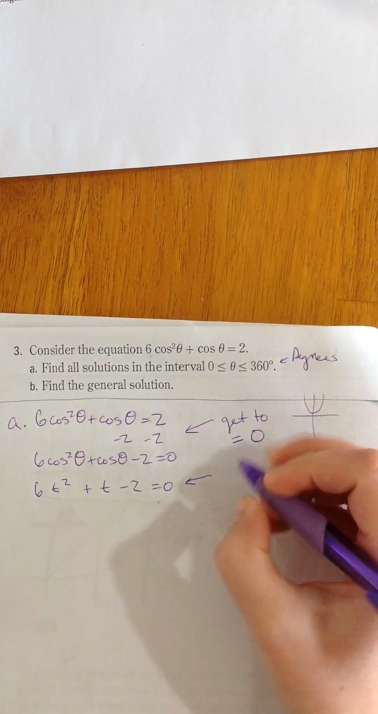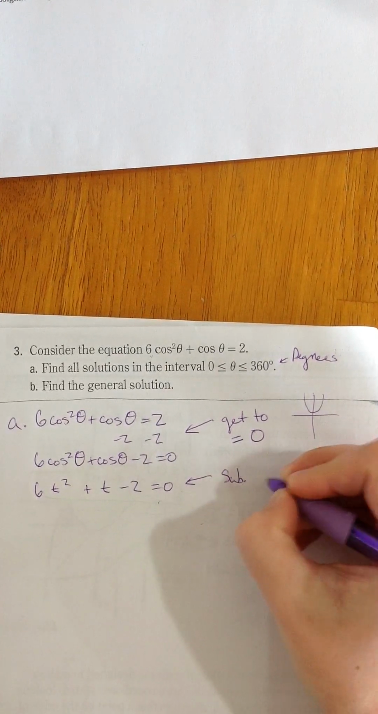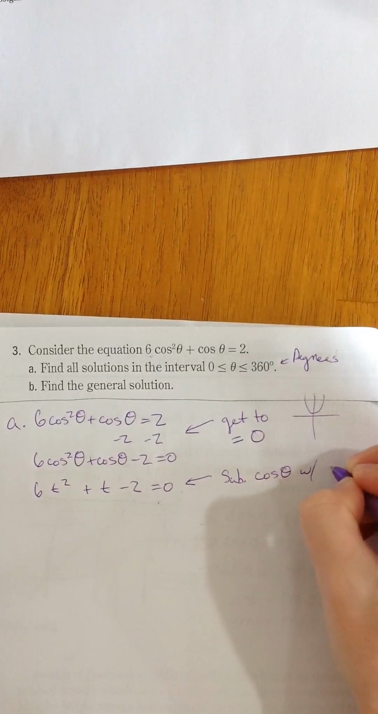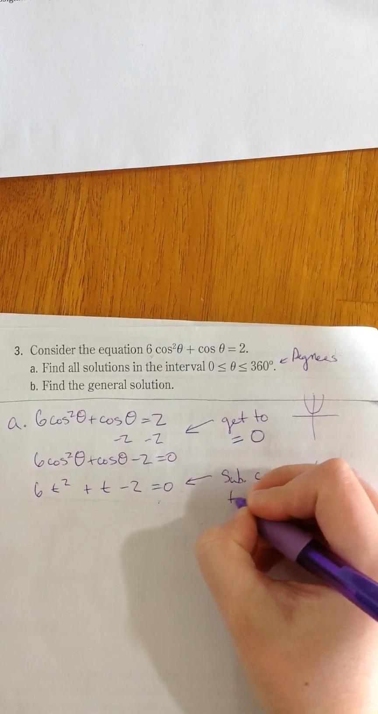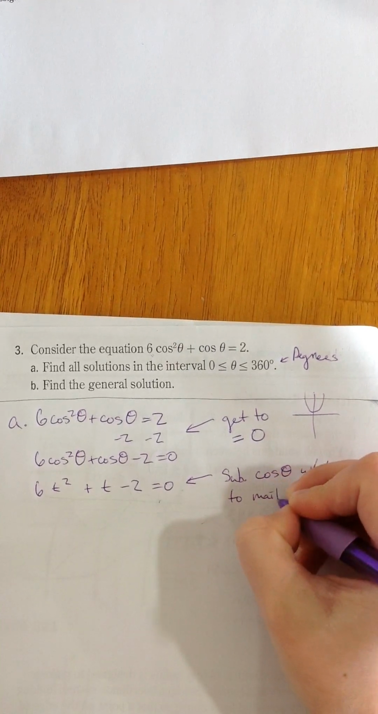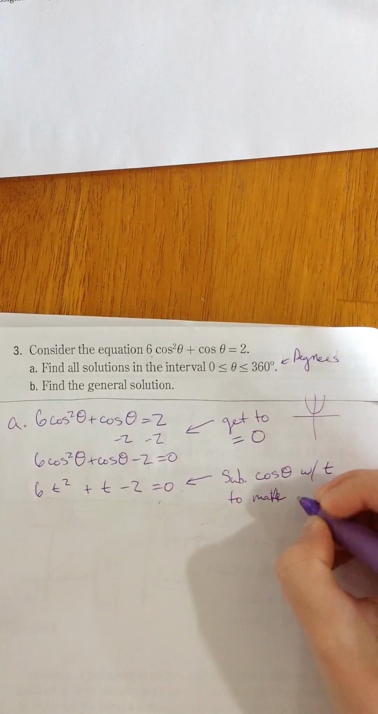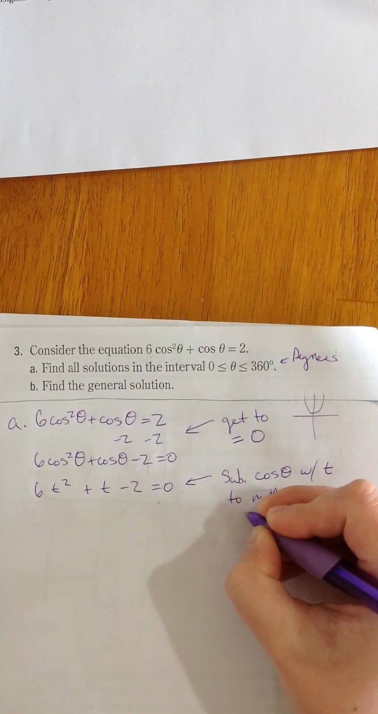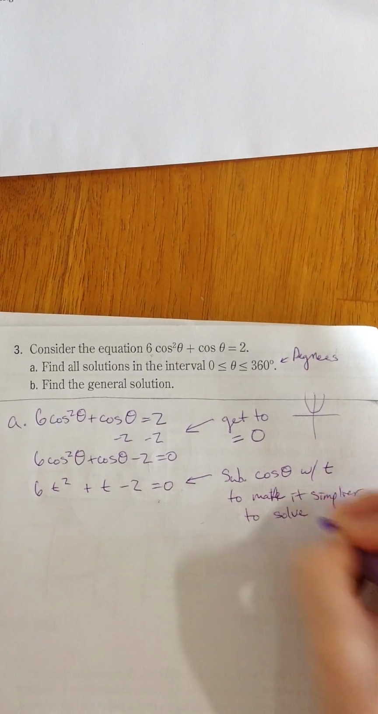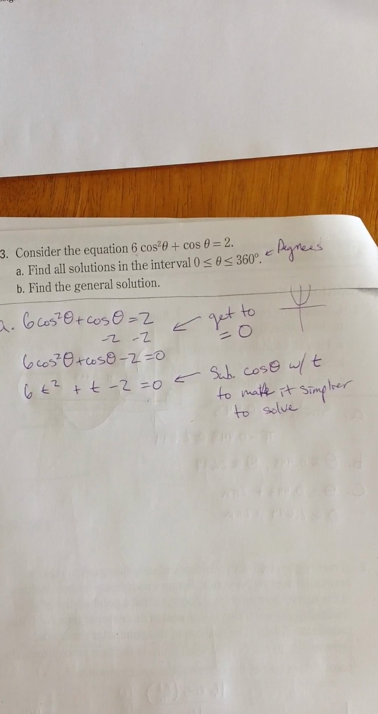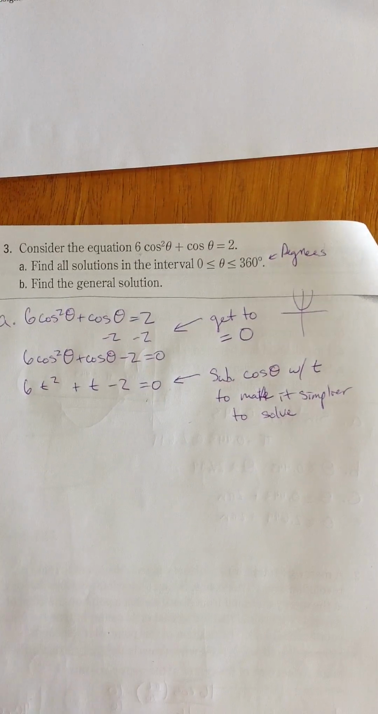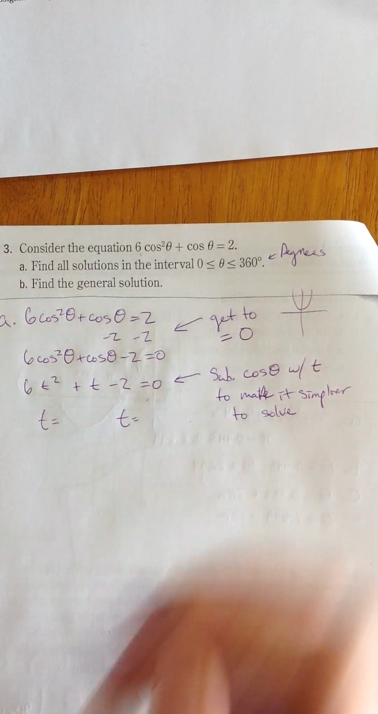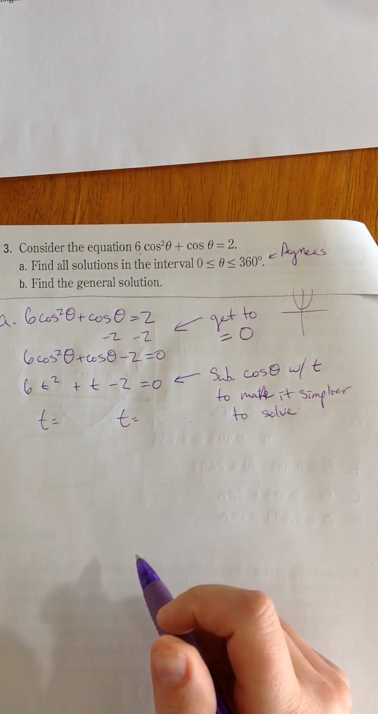And again, I'm going to write a little note here that we used substitution, and we substituted cosine theta with t to make it simpler to solve. Okay, so we just swap that out to make it a little easier to deal with. Then what you got to do here to find what these actual t values are, and usually there's multiple answers here, we have to use quadratic formula.